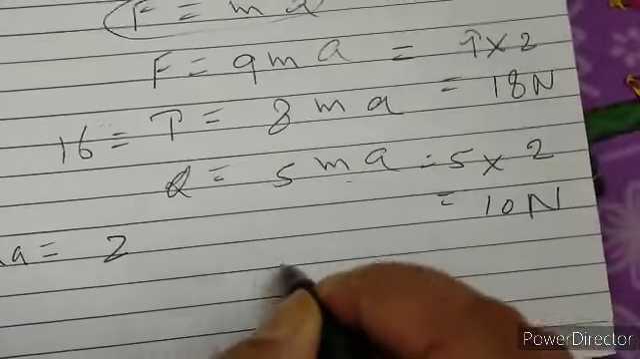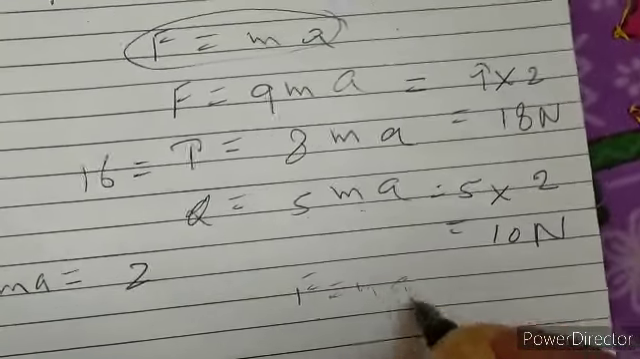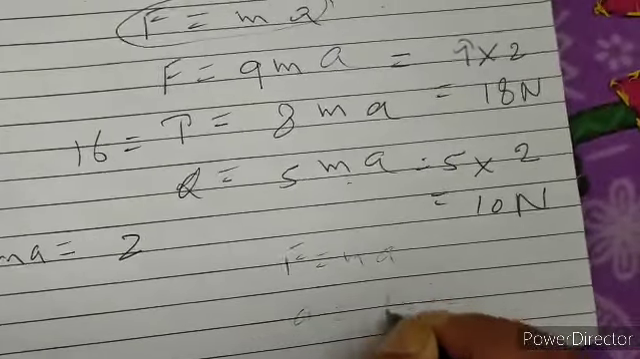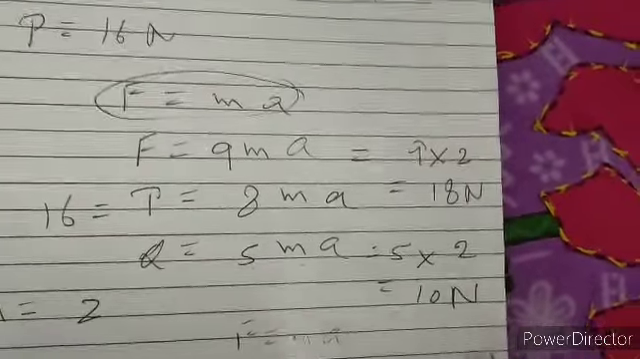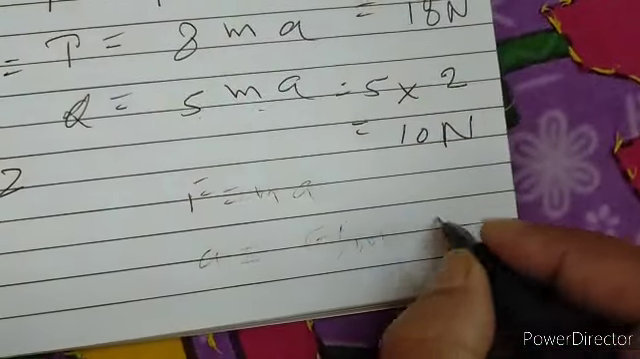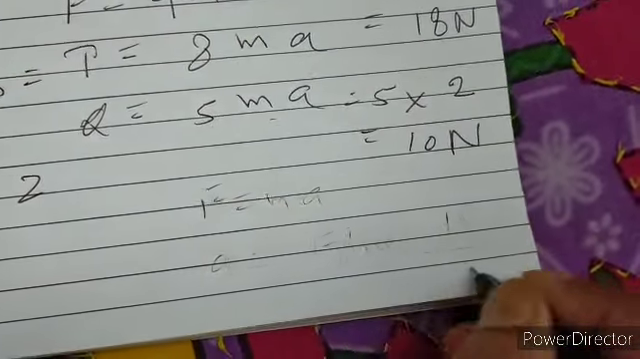From this equation, F is equal to Ma. Then A is equal to F by M. And F is 18 Newton. Then 18 by mass, but mass is not given. Then we will take it as M.